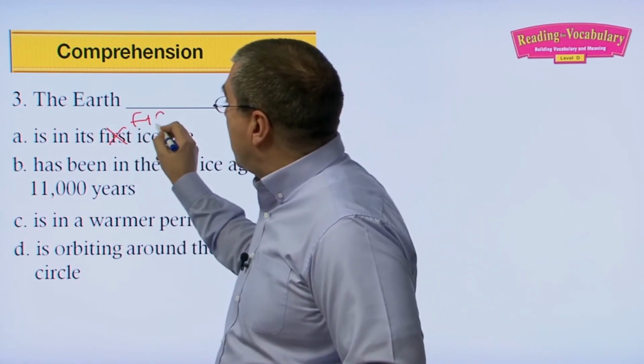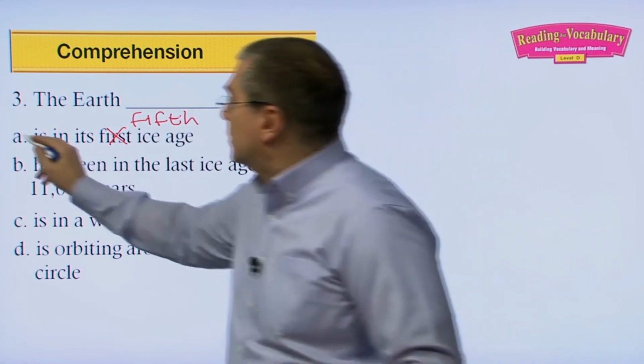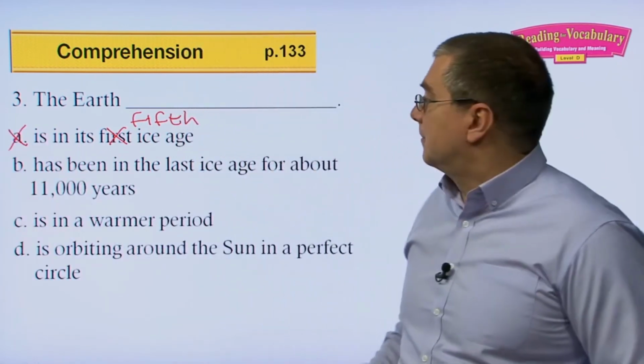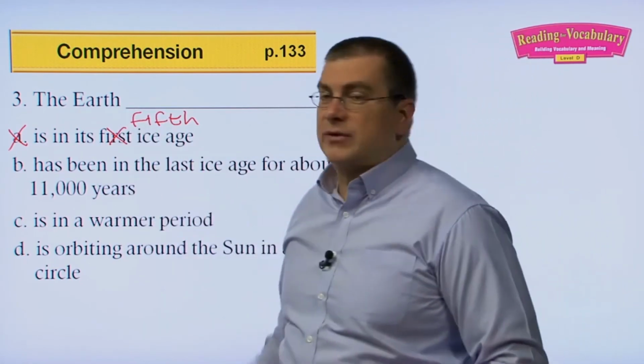In its 5th ice age. So that's wrong, okay? B, the Earth has been in the last ice age for about 11,000 years.